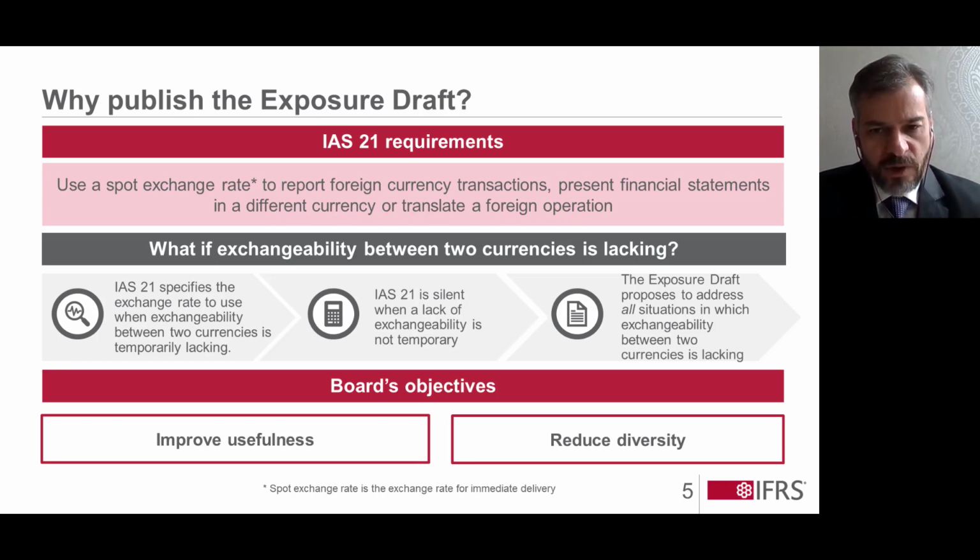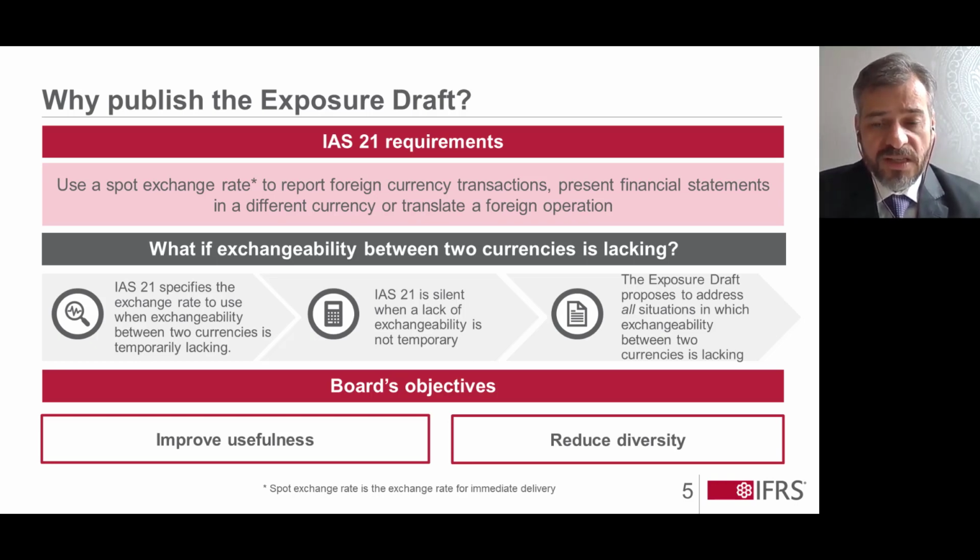IAS 21 has some requirements for when exchangeability between two currencies is temporarily lacking. However, it is silent on when a lack of exchangeability is not temporary. This gap in IAS 21's requirements has led to diversity in practice, and although circumstances in which a currency is not exchangeable might arise relatively infrequently, when they do arise, economic conditions can deteriorate rapidly, and the diverse views could lead to material differences in the financial statements of affected companies.